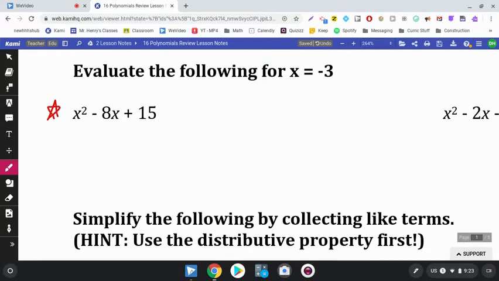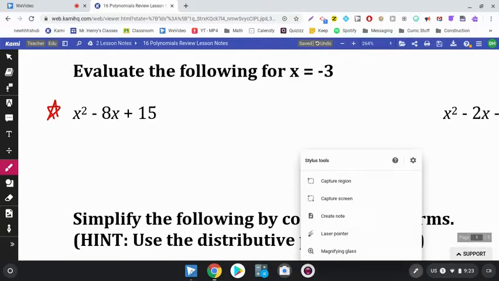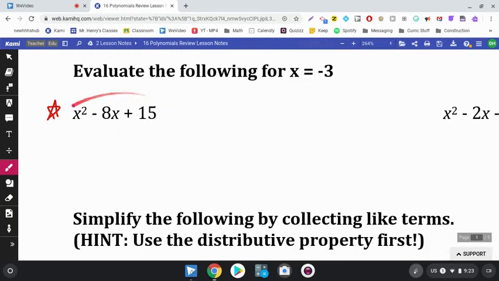Next, evaluate. This is something we did maybe at the halfway mark. It says evaluate the following for x equals -3. Well, what that means is I have this expression and I have x's. And what it says is, well, what if you actually knew the value of x? Plug it in and see what you get. Okay, well, -3 squared. Notice how I plug it in with brackets. 8x, well, that's 8 times -3, plus 15.